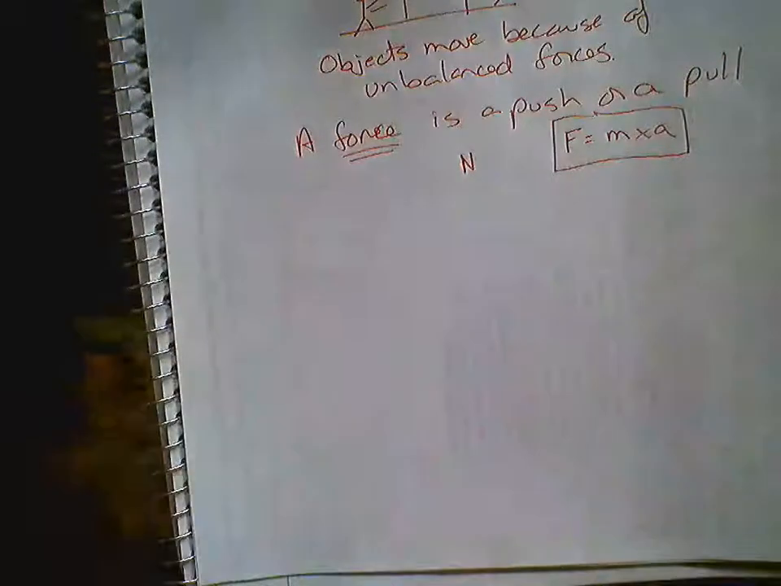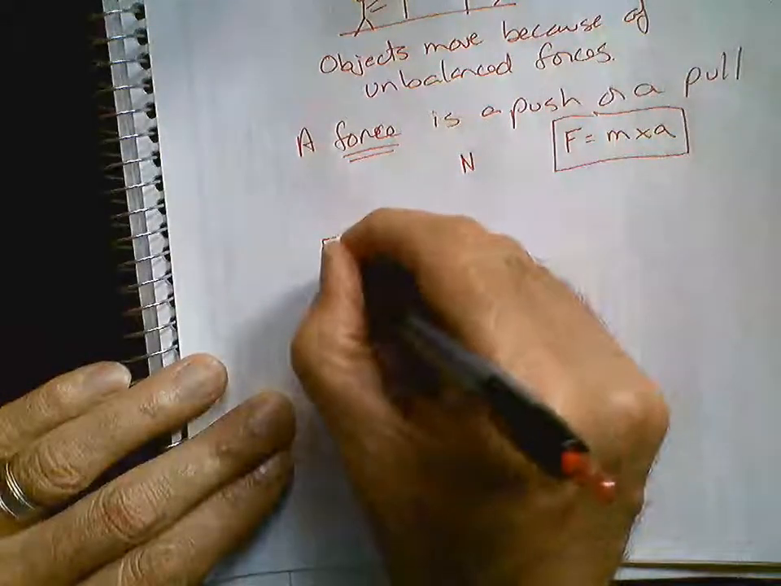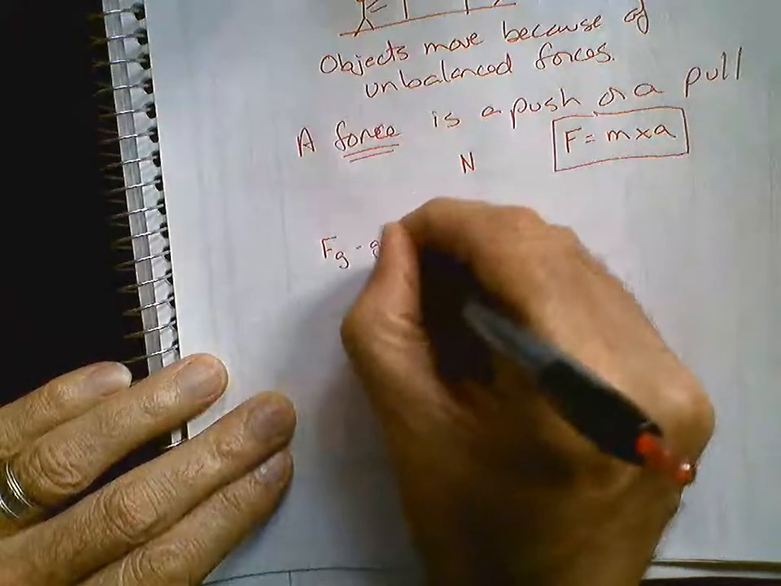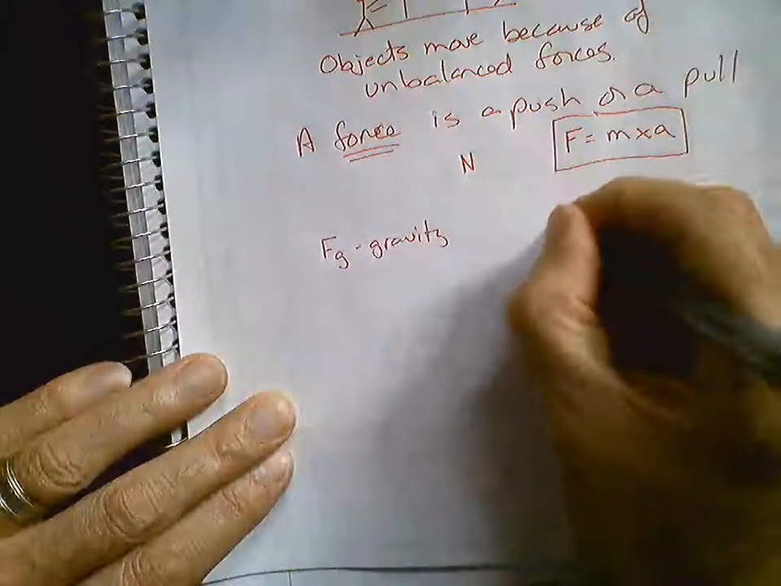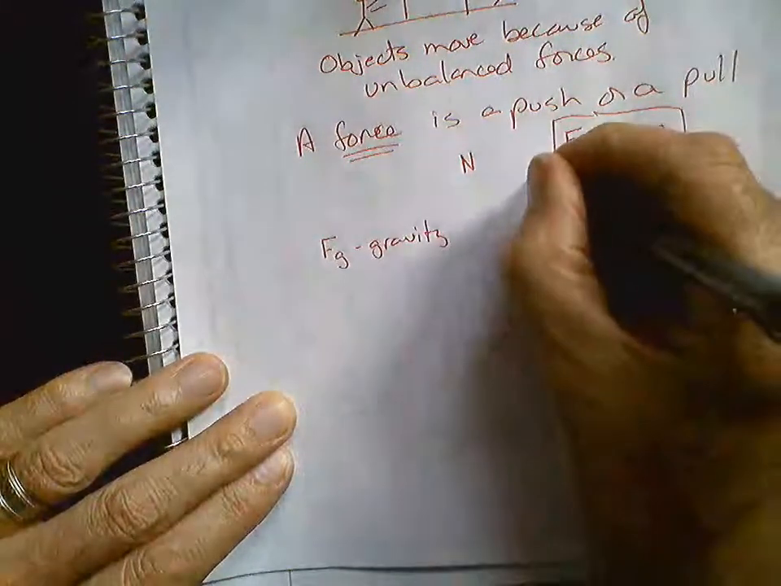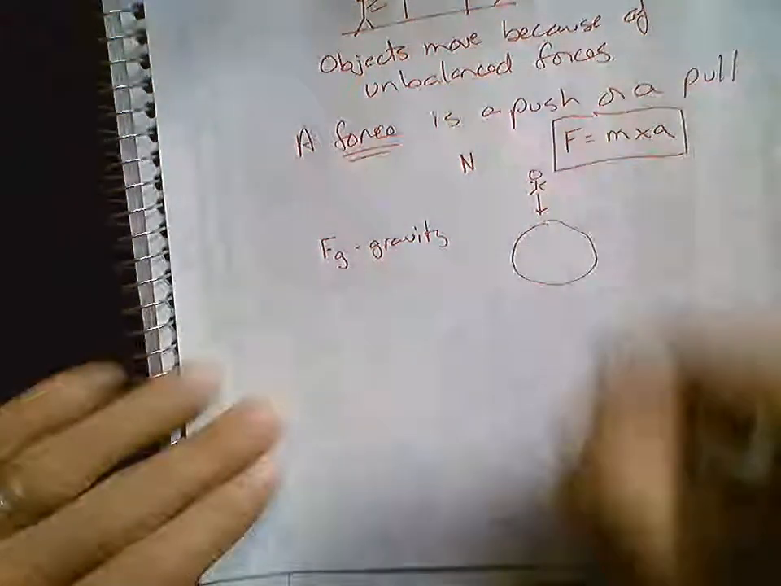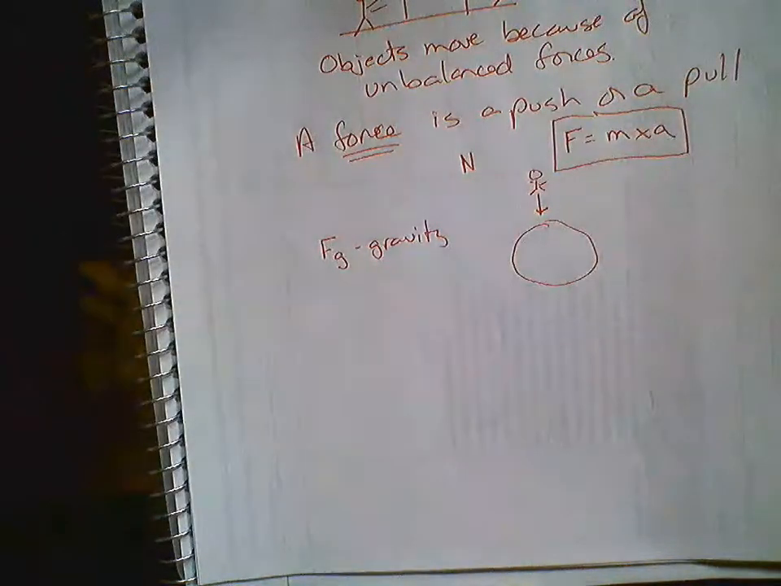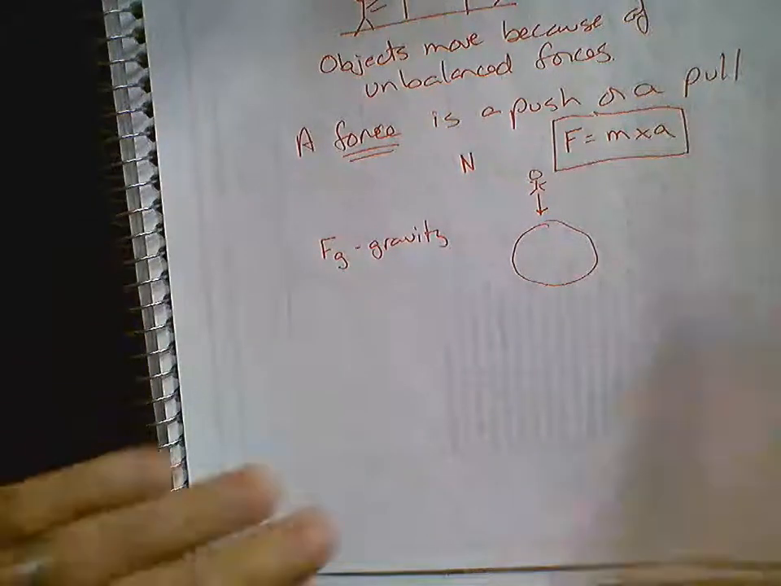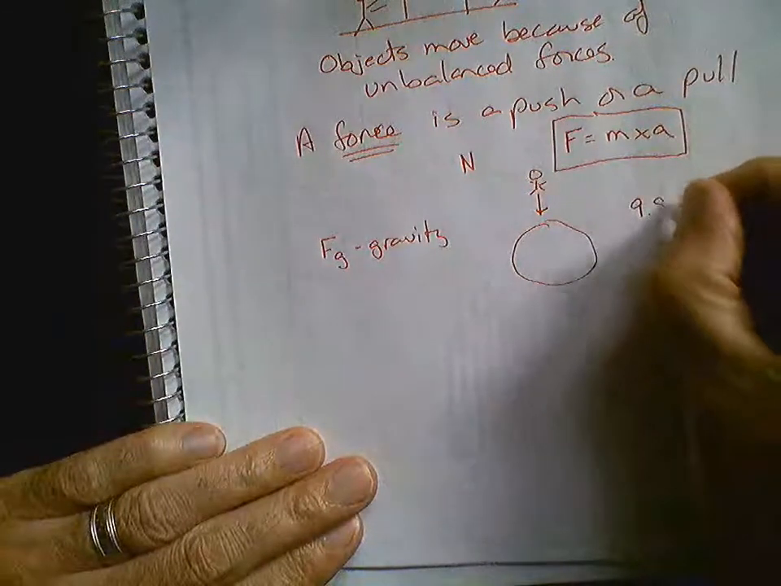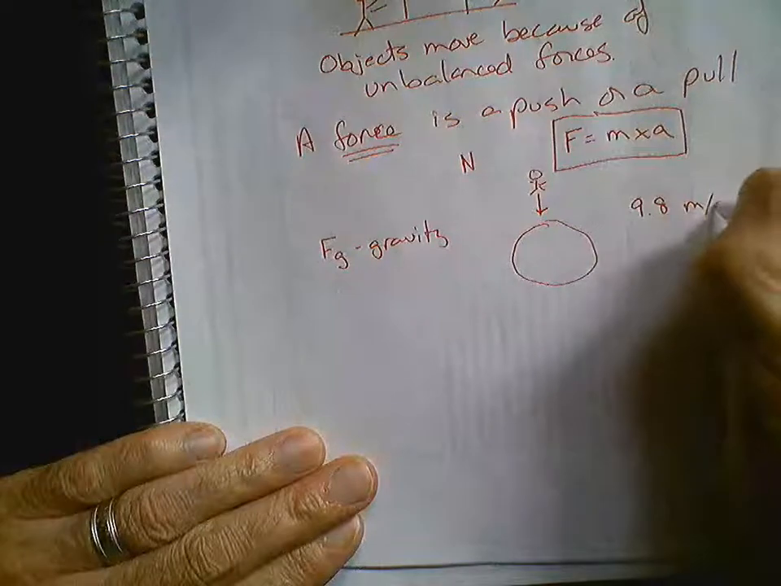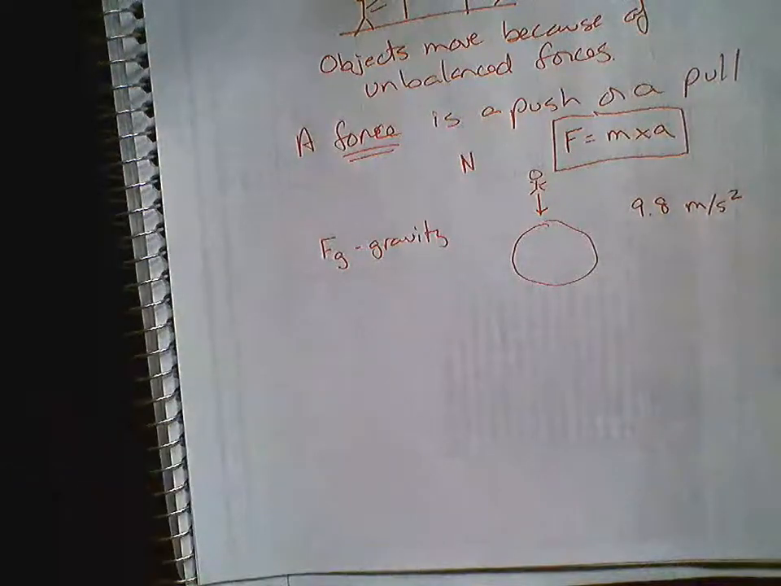Now, there are different types of forces. There is the force of gravity. Every object that has a mass has a gravitational pull, and it will pull things towards it. On the Earth, we have a gravitational pull. It's 9.8 meters per second squared, that force of gravity pulling down.